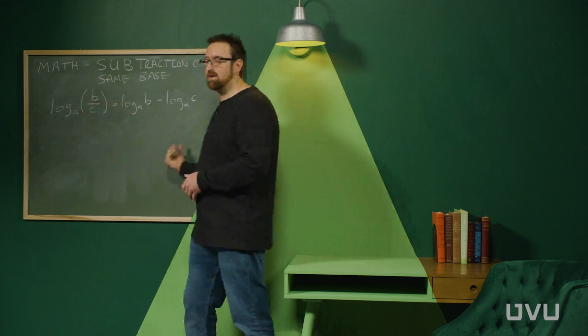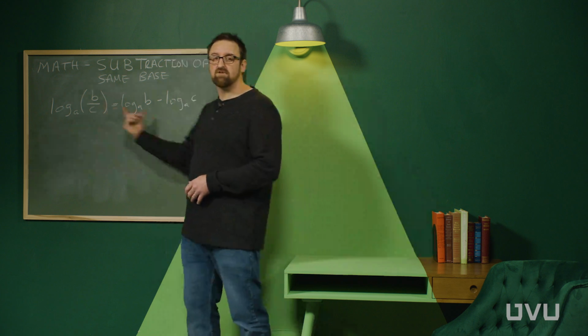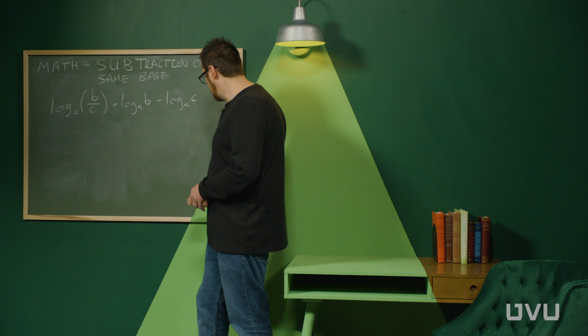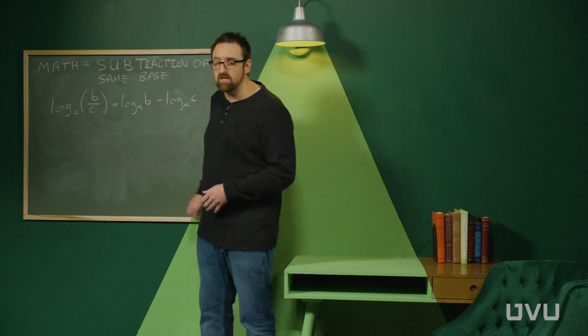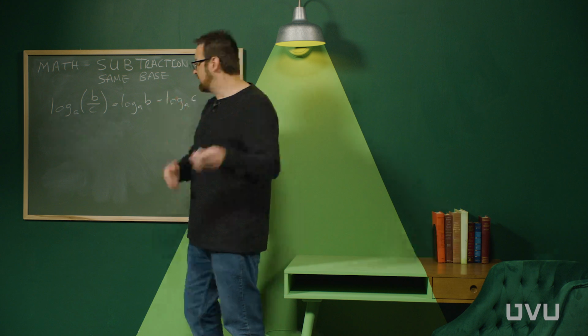Of course, you can go the other way as well. If you start with something over here, you can separate it into this kind of thing. This gives you a way of going back and forth between the two properties. It's a pretty handy formula, especially if you don't know what one of these logarithms are. So let's take a look at an example here.